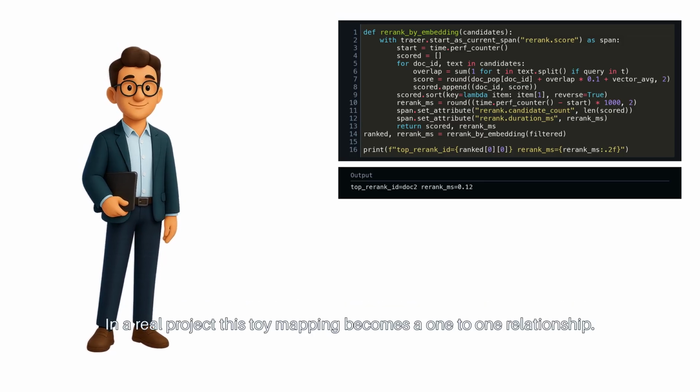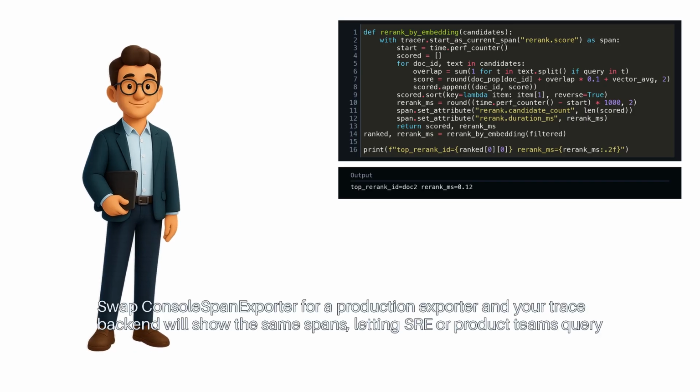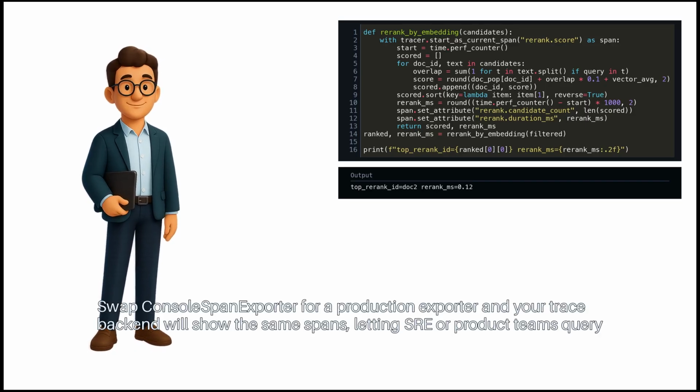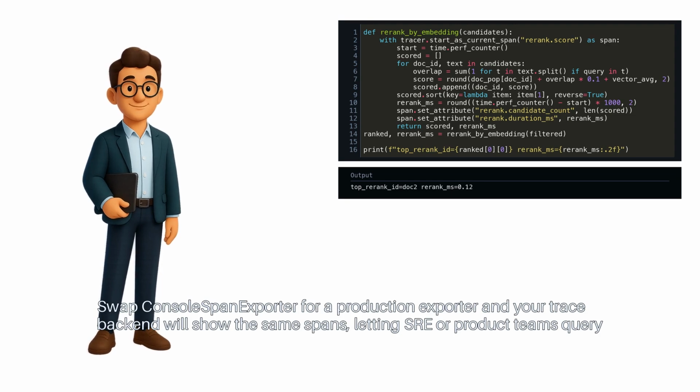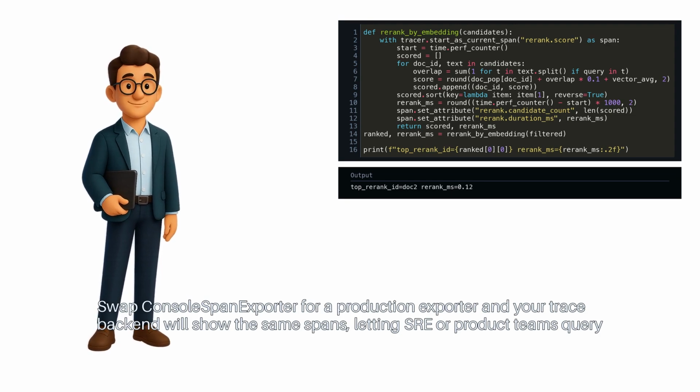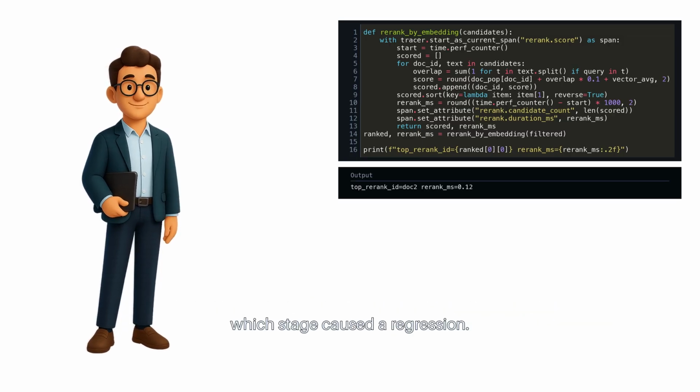In a real project, this toy mapping becomes a one-to-one relationship. Swap ConsoleSpanExporter for a production exporter, and your trace backend will show the same spans, letting SRE or product teams query which stage caused a regression.